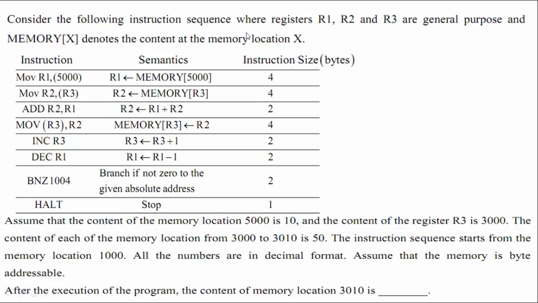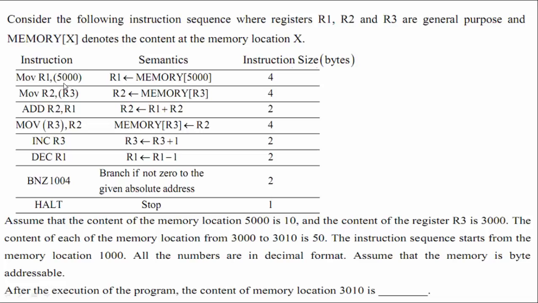Consider the following instruction sequence where registers R1, R2 and R3 are general purpose and memory location X denotes the content at the memory location X. There is a program given in which the instruction is depicted. Right next to the instruction, the operation is also shown. That is, when you execute the instruction, it leads to the corresponding operation. This is the operation that is going to be performed as the result of the execution of this instruction.